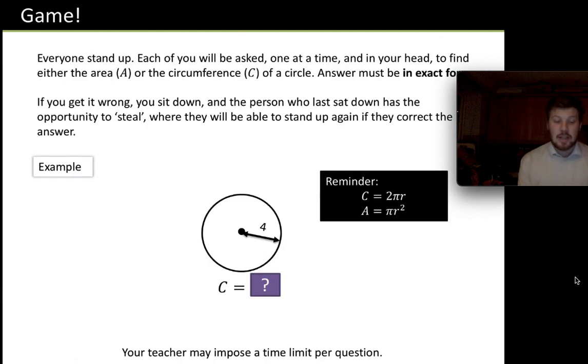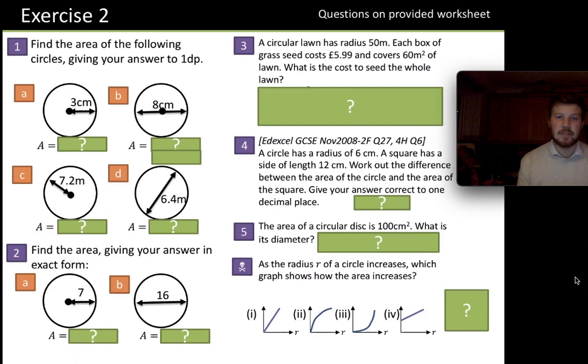Now, here's a little game. So, everyone stand up. Each of you will be asked one at a time in your head to find the area of the circumference of a circle. The answer must be the exact form. I'm more than happy for you to not do this in the game. So, what we're going to move on to is just having to do a worksheet. So, I was tempted by the game, but no.